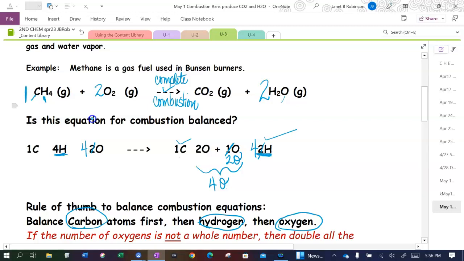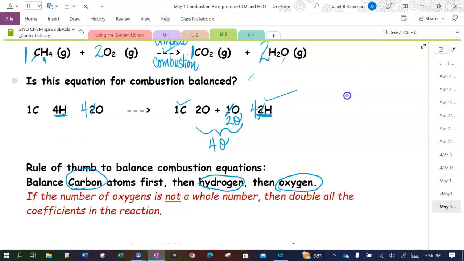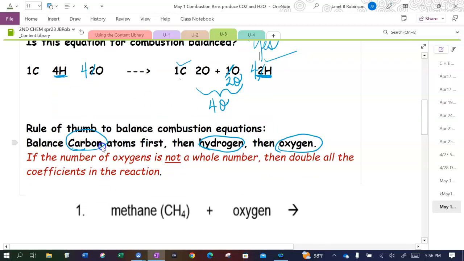And the coefficients are 1 CH4 molecule, 2 oxygen molecules, 1 carbon dioxide molecule, and 2 water molecules. These are all listed as gases, you notice, because at the temperature of combustion, water is water vapor, and CO2 is always a gas. All right? So all of the reactants and both products are gases. Yes, we did get this to balance. All right? So the rule of thumb is count carbons first, hydrogen, then oxygen.